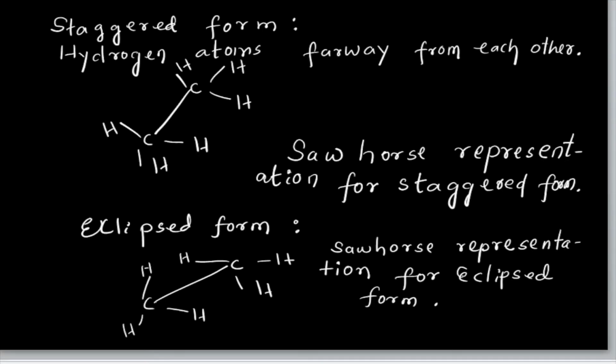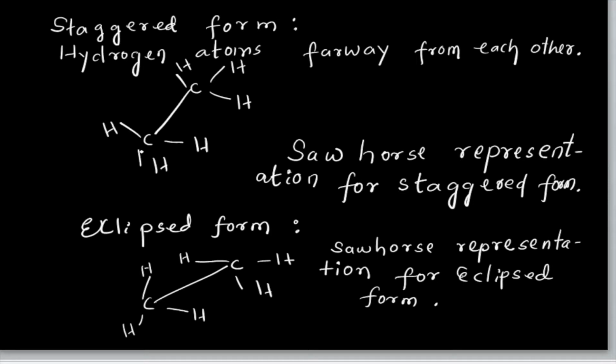Now the Sawhorse projection should be represented in 2 forms. One is the staggered form, the other is the eclipsed form. I told you, staggered form means they are far away from each other, and eclipsed form means they are close to each other. This is the C1 carbon at the upper end, and this is the carbon at the lower end, which you can view from this side. This is the first carbon.